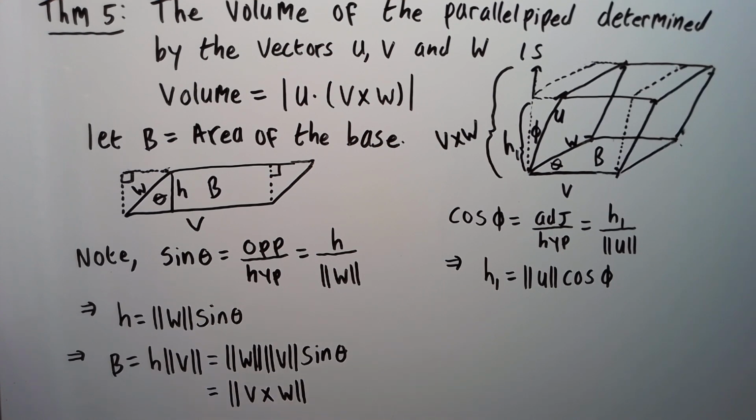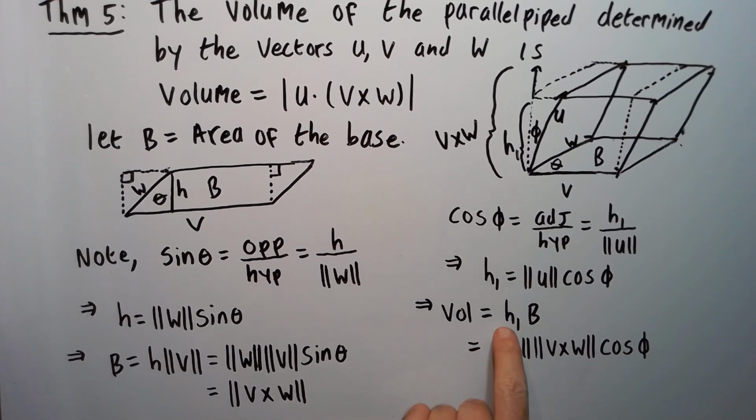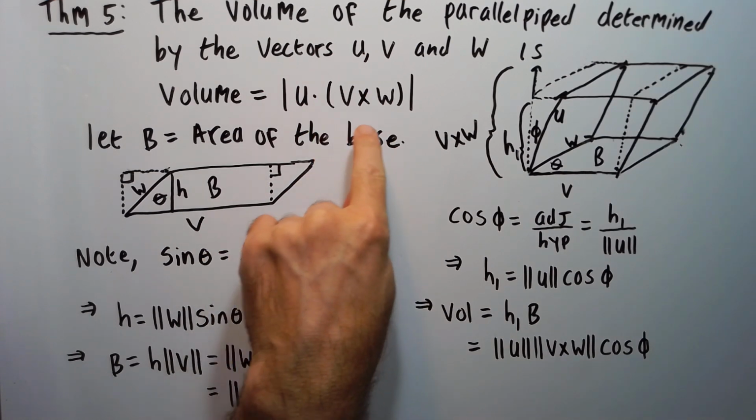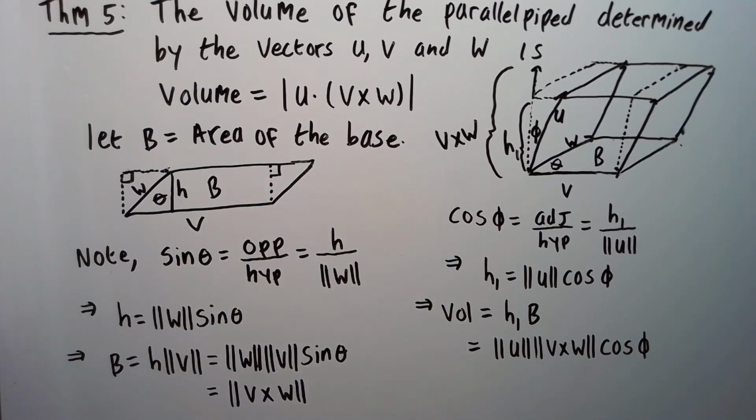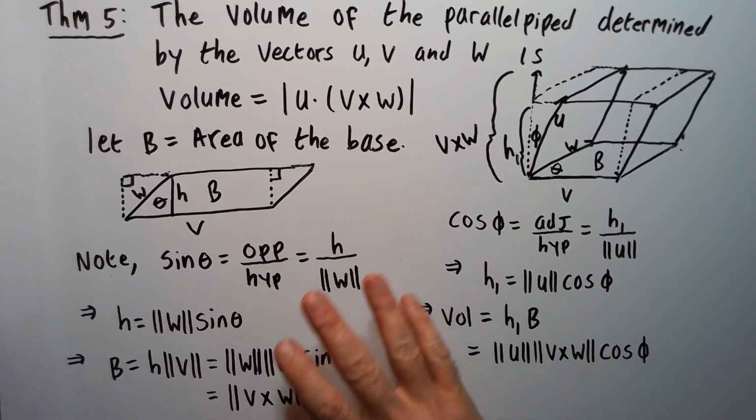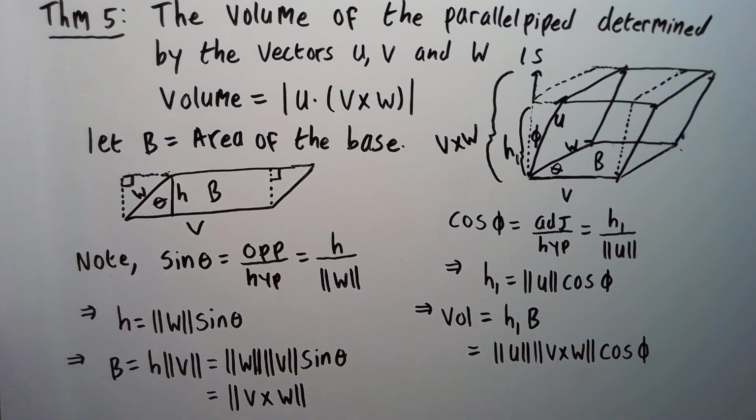Okay, so let's do that. So we have our volume equals h1 times b. Using this for h1 up here, the magnitude of u, and b is equal to magnitude of v cross w, times cosine of phi. Okay, that's the volume of the parallelepiped. We still need to show it's equal to this here. So let's recall something here. I'm going to erase right here, right now.